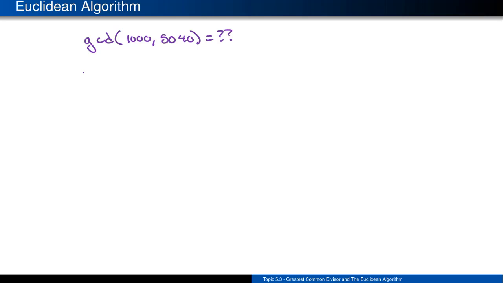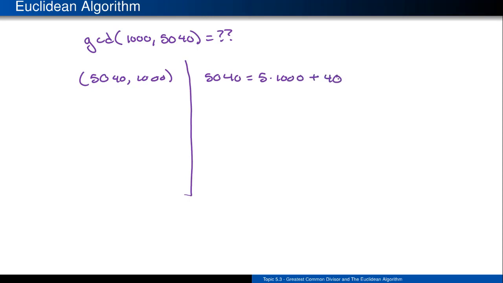So what I want to do is start with my initial pair of 5,040 and 1,000. I always want to put that larger number first because it's going to make that division algorithm step a little bit nicer. So now the question is, how many times does 1,000 go into 5,040? Hopefully you can see that it's going to go in there 5 times because 5 times 1,000 is 5,000. So I end up with 5,040 is 5 times 1,000 plus that extra little remainder of a 40. So this 1,000 and that 40, that's going to become my new pair.